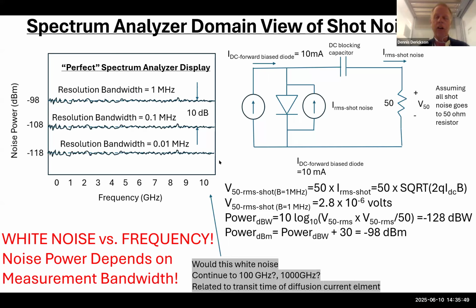Well, there's a certain time associated with this diffusion recombination operation. And so depending on that time, if it was a picosecond kind of thing, then maybe you're going to have hundreds and hundreds of gigahertz of bandwidth. But eventually that will break down. It won't keep on going forever as we go higher and higher in frequency. Okay, so there's some shot noise view in the frequency domain with the spectrum analyzer.